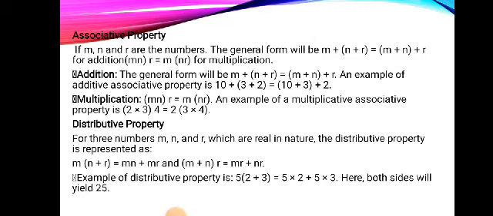(MN)R is equal to M(NR). An example of multiplicative associative property is (2 times 3) times 4 is equal to 2 times (3 times 4).